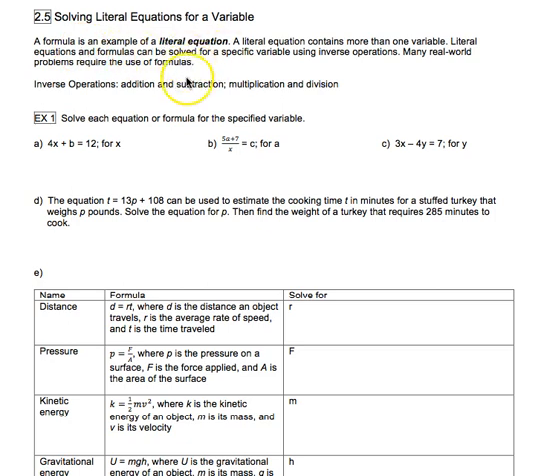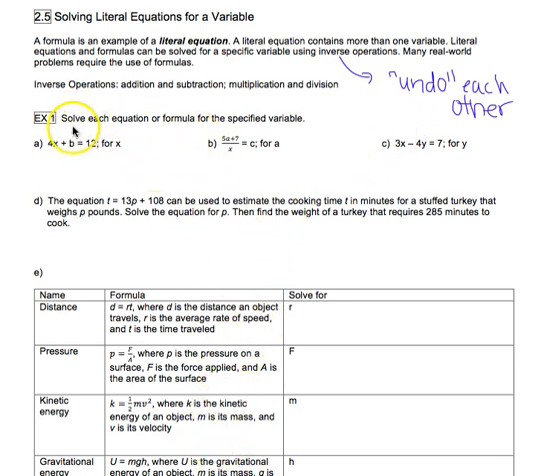So once you've got literal equation down as a definition, we said we are going to solve for a specific variable using inverse operations. So just a reminder of which operations are inverses. Addition and subtraction are inverses of one another. Multiplication and division are inverses of each other. What it means is that inverse operations are going to undo each other. So if I have subtraction, I can undo that subtraction with addition. If I have multiplication, I can undo that with division, so on and so forth.